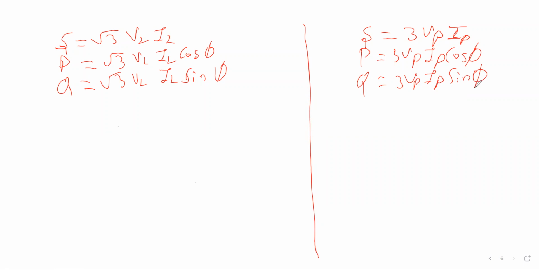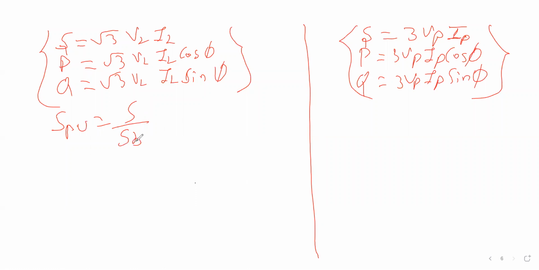If we convert this entire thing into per unit, what will it be? Your S per unit would be your S by S base. That will be your root 3 VL IL by root 3 VL base IL base.